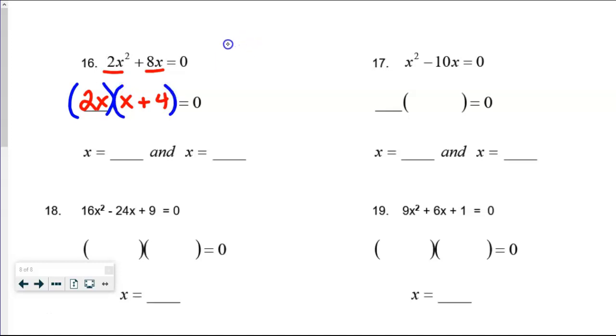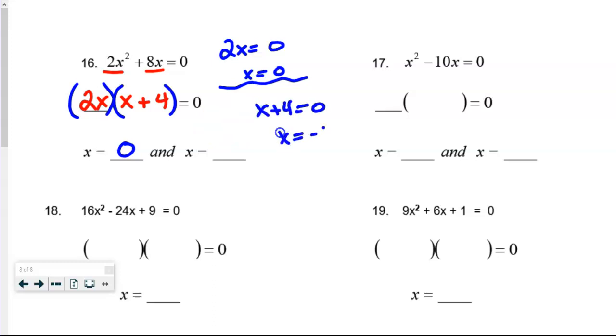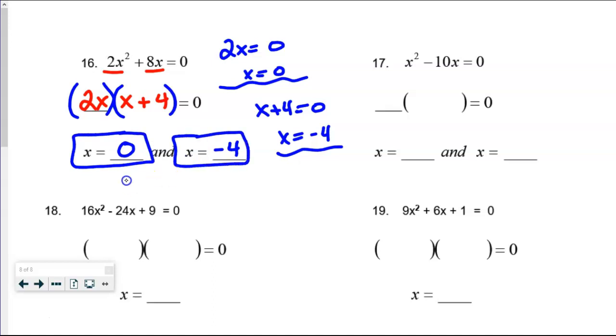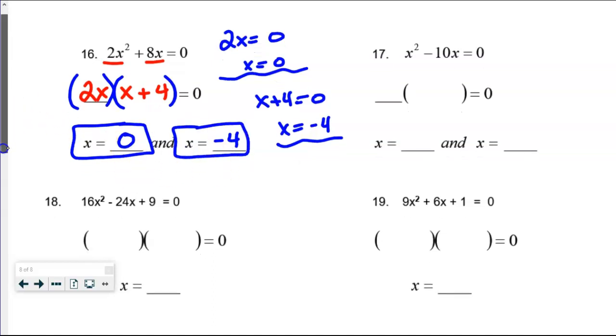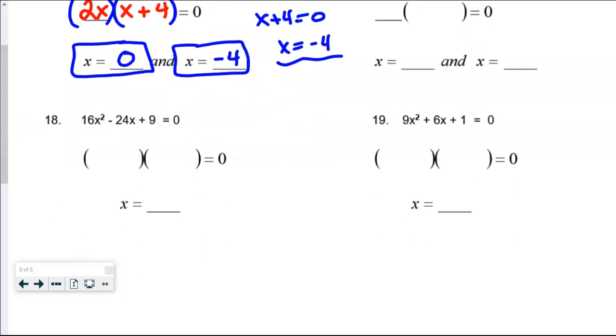So each one of those gets set equal to 0. So 2x equals 0 would give you x equals 0 as a solution. And then x plus 4 equals 0 would give you x equals -4 as a solution. So watch out for that kind of factoring and that kind of solving. Sometimes kids get confused because it's a little atypical of what we typically see. Thus the word atypical.